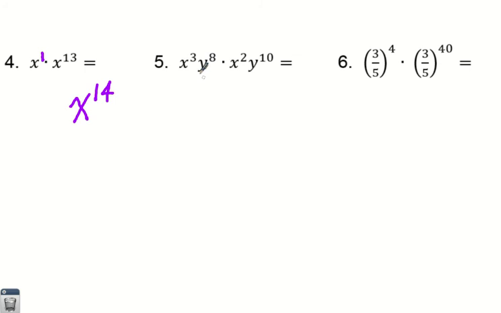But you can do x to the 3rd times this x to the 2nd, and when you add those powers, you're going to get x to the 5th. And you can do this y to the 8th times y to the 10th, and simplify those y's together, multiply those y's together by, again, adding those exponents, and this would be as final of an answer as we can do. x to the 5th, y to the 18th.